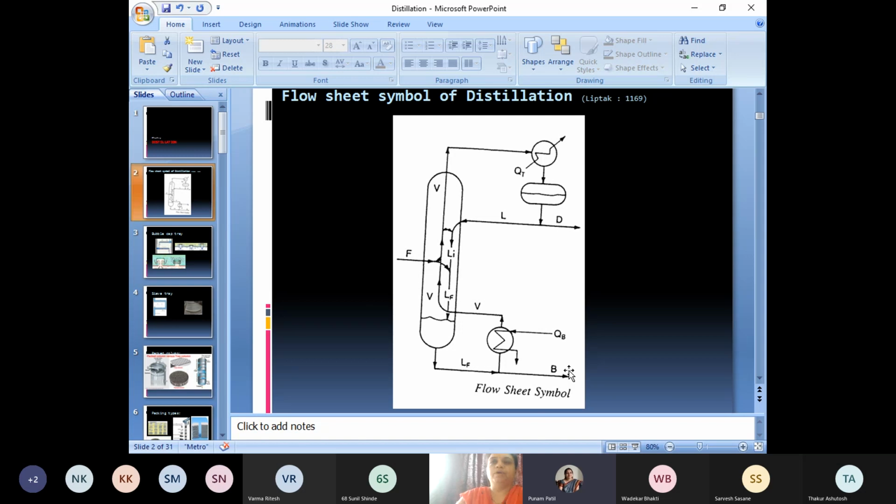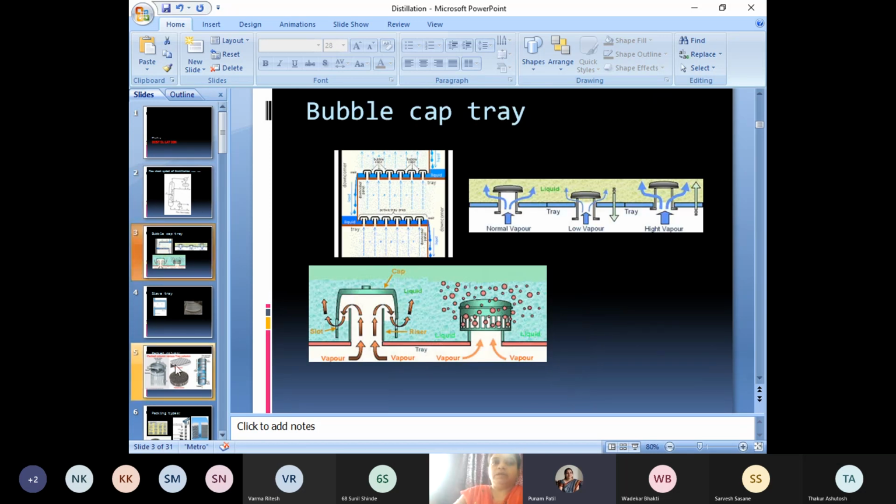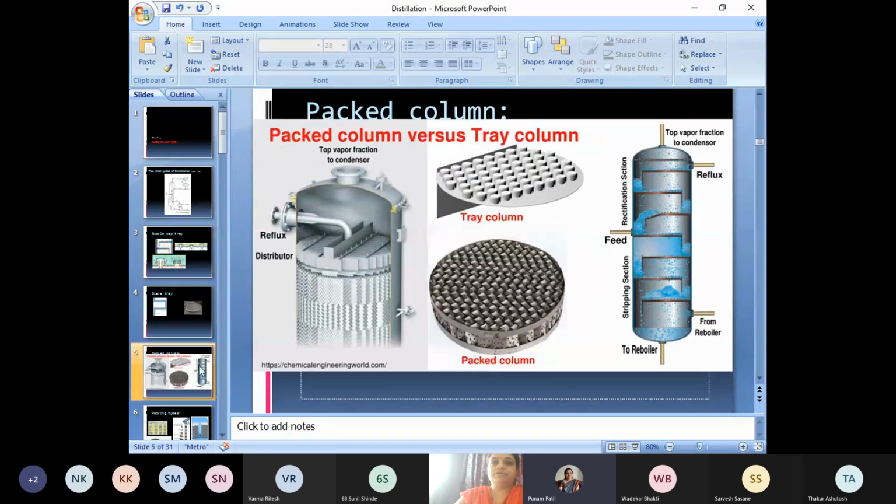So the overall flow sheet symbol contains distillation tower. It is called as a fractionator or column. Then there is a cooler, condenser we can say, then accumulator and reboiler. So these are the components which are required for the distillation purpose. There are different designs of distillation column. So we studied that. Basically it is two types, packed column and tray column.